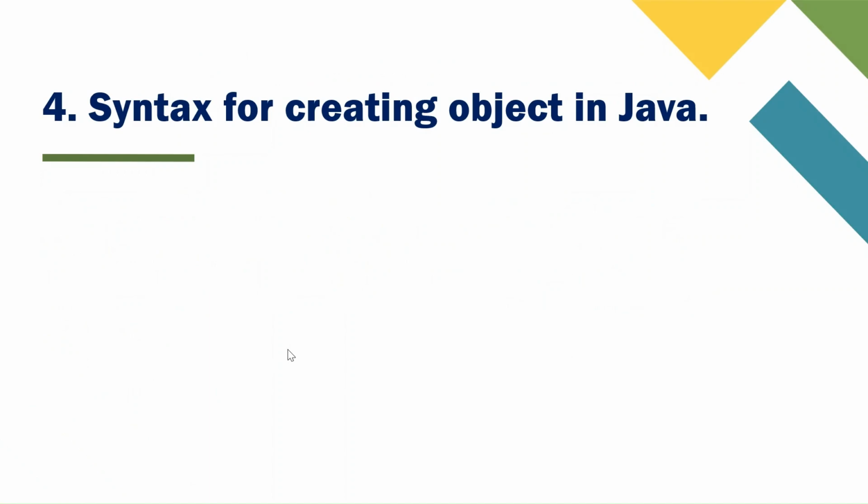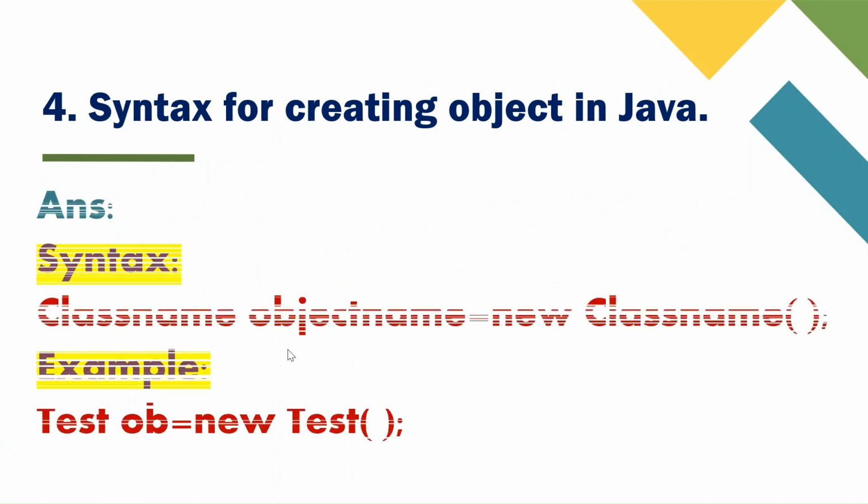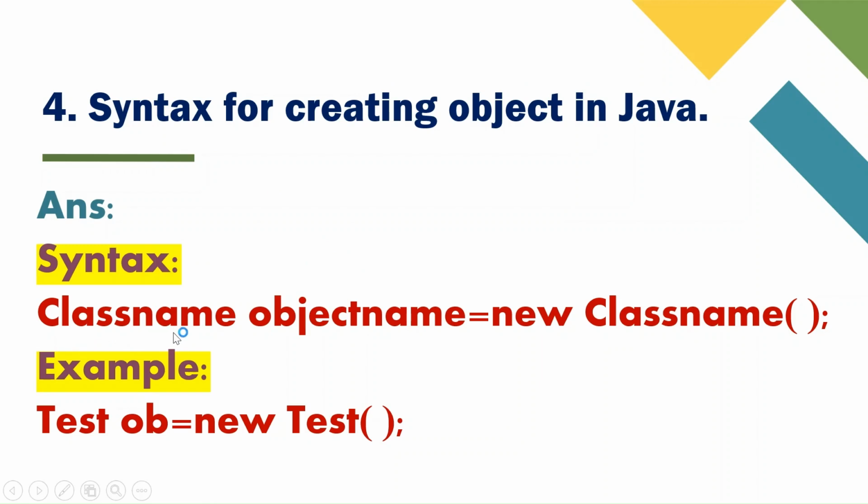Syntax for creating an object in Java. Now coming to the syntax, here we write the class name, object name, assignment operator, the new keyword and the constructor calling. So here you can see the object name can be user defined, and this new operator is basically used for allocating memory at runtime. For example, if there is a class called Test, we are creating an object called ob, assignment operator, then the new operator followed by the constructor calling.